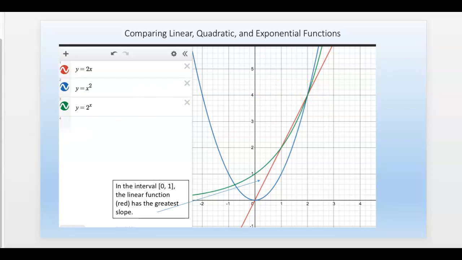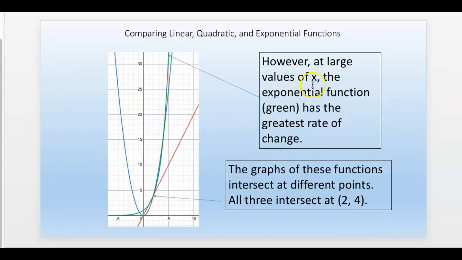Guys, also I want you to notice that for large values of x, like I just showed you, the green has the greatest rate of change. The green starts to go up the fastest at very large values of x, okay? And again, the graphs of these functions intersect at different points like I showed you, but they all intersect at 2, 4, right there, all right?